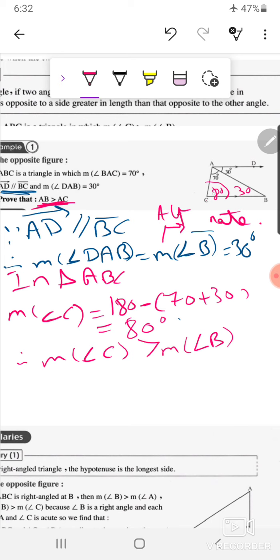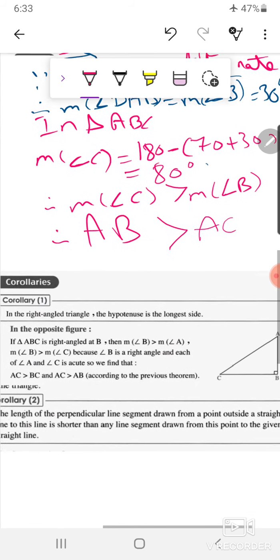The angle whose measure is greater, so the side opposite. Which one is the side opposite to 80? Therefore, AB is greater than, what about 30? Opposite of AC. Understand? Okay, now let's take some corollaries.